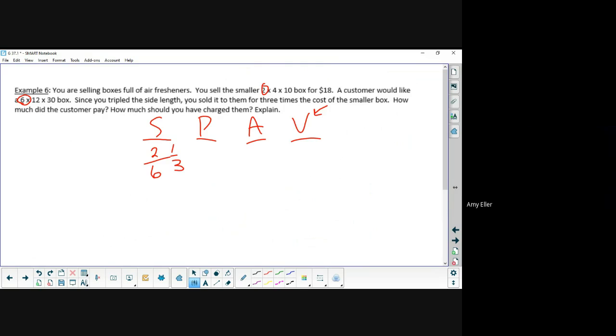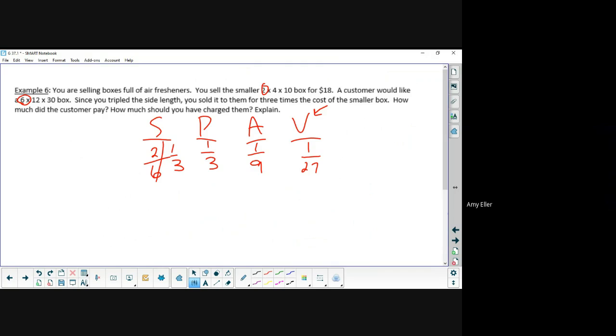Now that you have one ratio, fill in your other ratios. Match, square, and cube. 1 cubed is 1. 3 cubed is 27. Do you see which one you're going to pick?